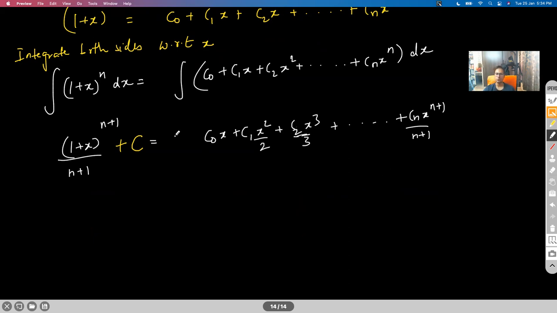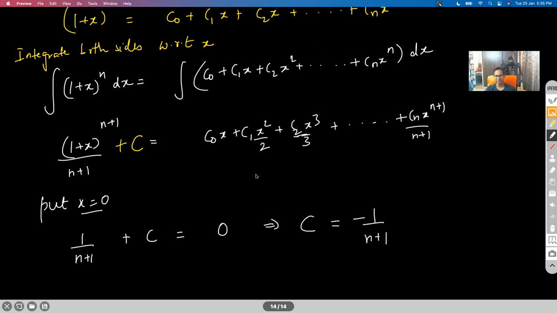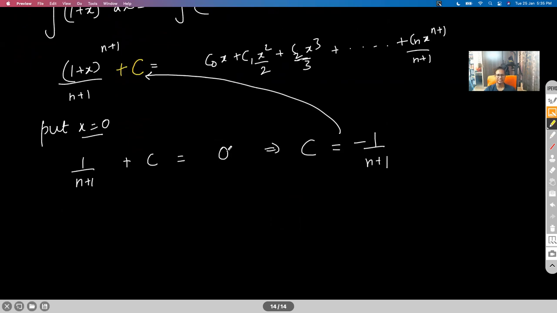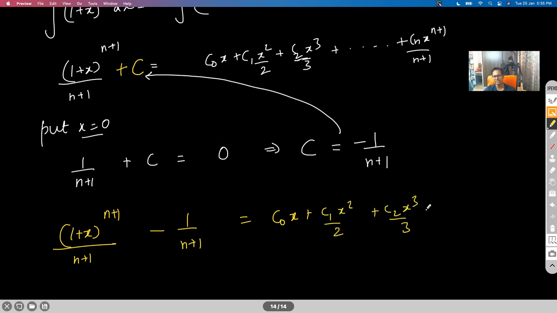Now, once I have put this C, I have to find this C value out. So for that, you put x value as zero on both the sides. When you do that, you'll end up getting something like this, which clearly makes your constant of integration as negative 1 upon n plus 1. So put this back over here. Your result becomes (1 plus x) to the power n plus 1 by n plus 1, minus 1 by n plus 1, and that is nothing but c0 x, c1 x square by 2, c2 x cube by 3, till cn x to the power n plus 1 by n plus 1.